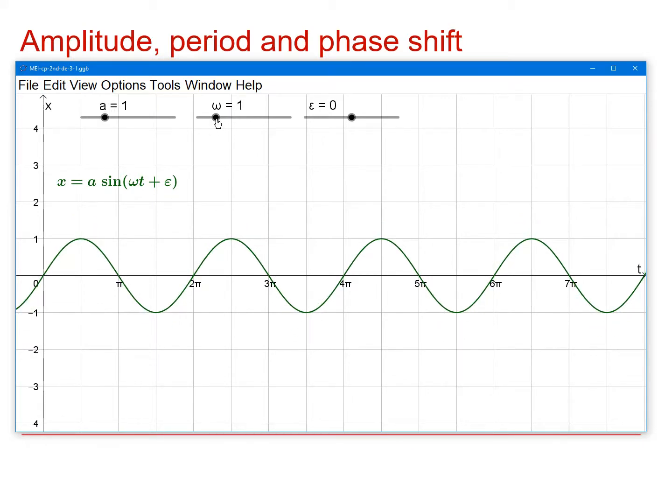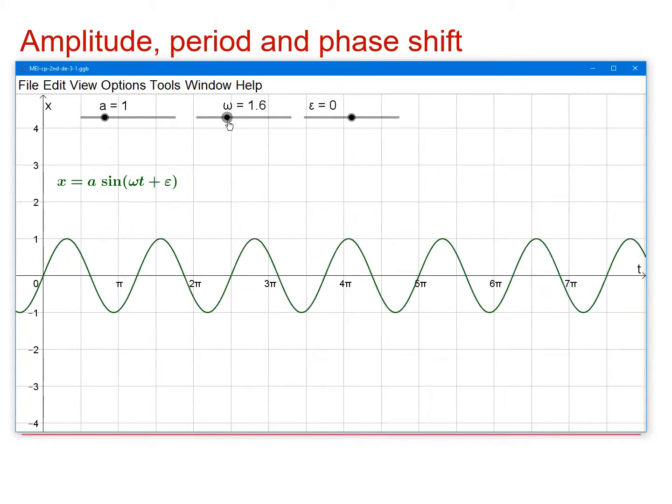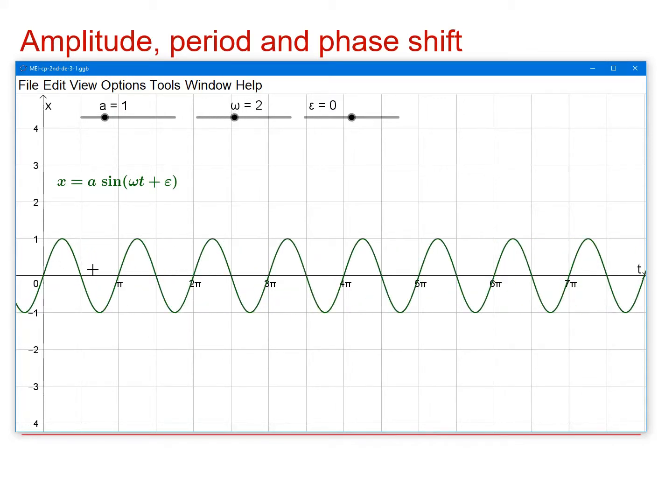Omega refers to the frequency of the motion. At the moment, I've got a single oscillation in the period 0 to 2 pi. If I increase omega up to 2, you'll see I get 2 complete oscillations over the range 0 to 2 pi. And in fact, 2 pi over omega will give me the period of this motion, in other words, how long it takes to complete a single oscillation.